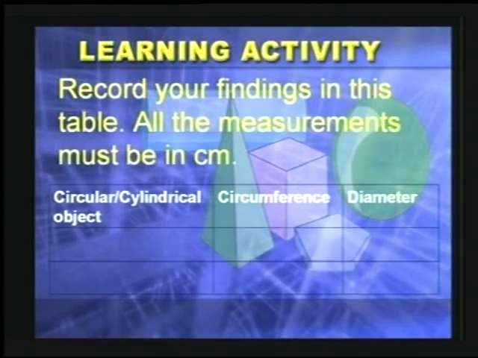The second column is for the circumference. When we get the measurement for the circumference of those 2 objects, you're going to write it down. And the third column is for the diameter. Any measurement you take for the diameter, you write it down.